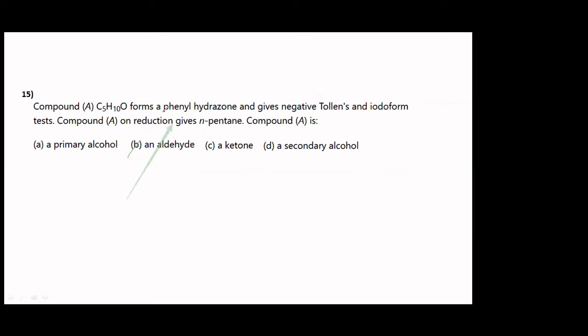Yeah, aldehyde, ma'am. It is an aldehyde. Negative Tollens test. It cannot be an aldehyde, isn't it? Negative Tollens test means it doesn't give the aldehyde test. So it cannot be an aldehyde. And then he says it reacts with phenyl hydrazine, which means it has to be either aldehyde or ketone. But aldehyde is ruled out because it doesn't give this test. So it has to be a ketone.